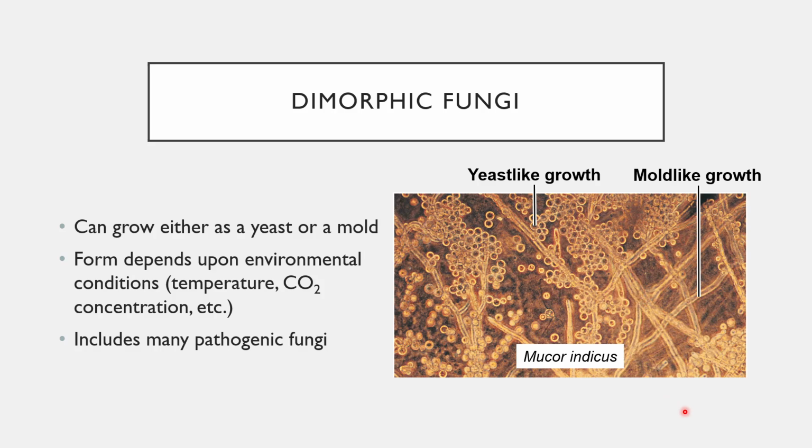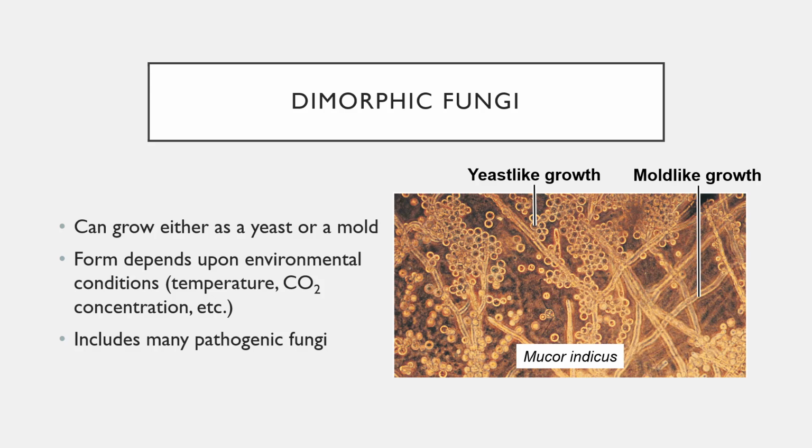In Mucor indicus, it is carbon dioxide concentration that determines its form. High carbon dioxide accumulation results in mold-like growth, and lower carbon dioxide levels result in yeast-like growth. Many pathogenic fungi that are capable of infecting humans are dimorphic fungi. Being dimorphic actually gives a fungus an advantage because it has two different forms that it can grow in and adapt to and survive in many different environments as a result.